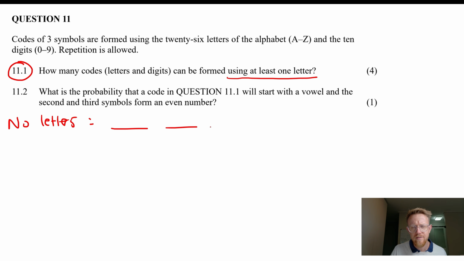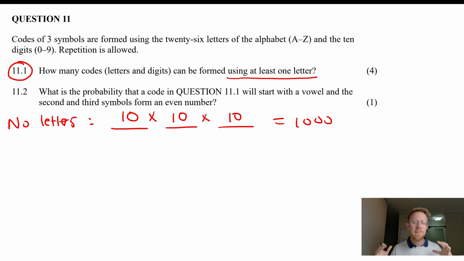Well, then you only have the digits available. So for the first position, you have 10 digits available, 0 to 9, that's 10 digits. 1 to 9 would be 9, but then we also have the 0. For the next position, we still have 10 digits because repetition is allowed. And so that would be 1,000. So that means there are 1,000 passwords that we can make that don't have any letters.